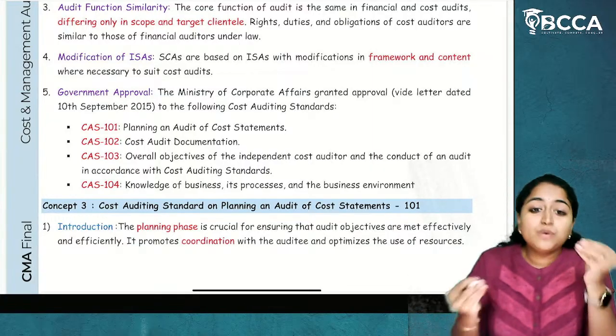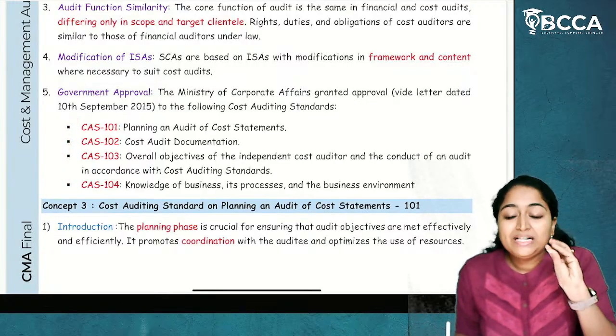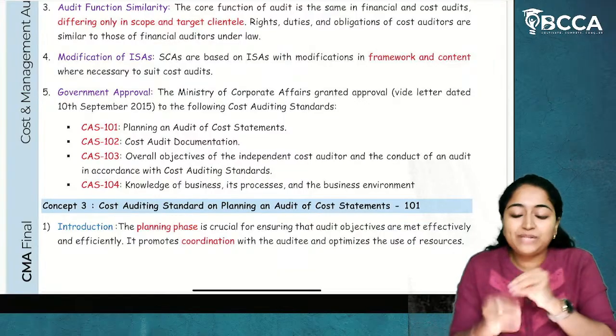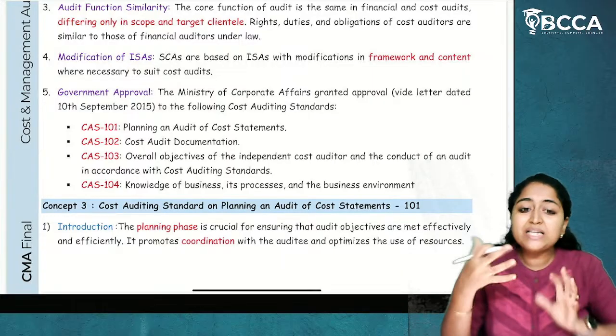Now, how will questions be tested in the examination from these 4 standards of cost auditing? Direct questions will not be asked. Sometimes indirect questions will also be asked. Indirect question means they'll ask something about it.